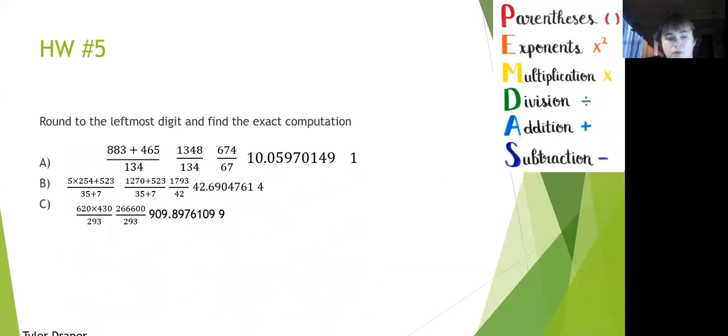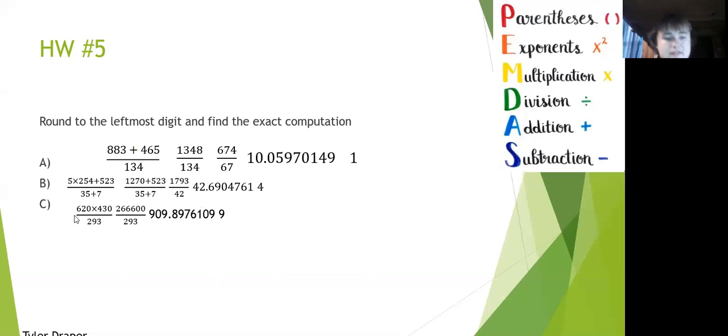5 times 254 plus 523. So we're going to multiply first. 5 times 254 is 1,270. Then we'll add that to 523, you get 1,793. 35 plus 7, you get 42. It's very important we stay in the order of our friend PEMDAS, and our answer will be 42.6904761. Our furthest left digit will be 4. We don't need to round up because that 2 is below a 5. Remember, 5 or higher, we round up. 4 or below, we stay where we're at.